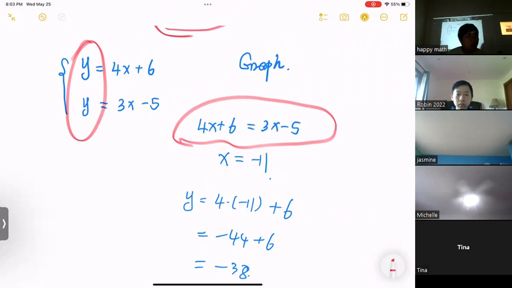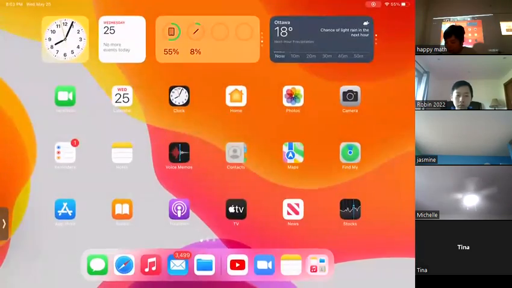So, Asa, do you have any question? I didn't ask him to graph this time, but do you have any question on solving this way? No. So let's go back to the handout.